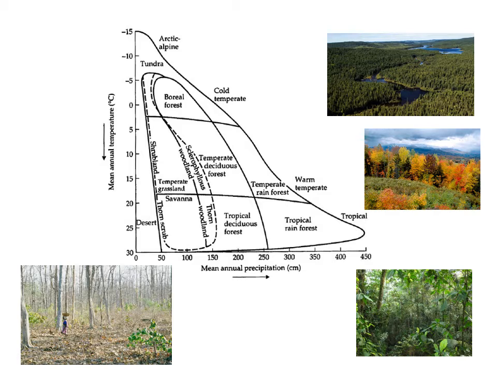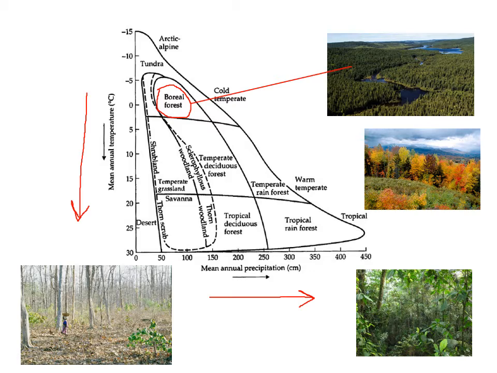So as you can see here on the y-axis, we've got mean annual temperature, and so temperatures are getting warmer as you go down the y-axis. And on the x-axis is mean annual precipitation, so we're getting wetter as we go left to right. And so we see over here, up at the top where we have very cold temperatures, this is where we have boreal forest.